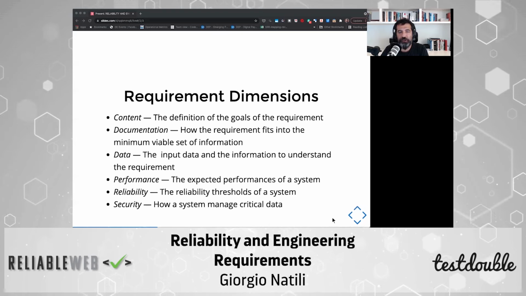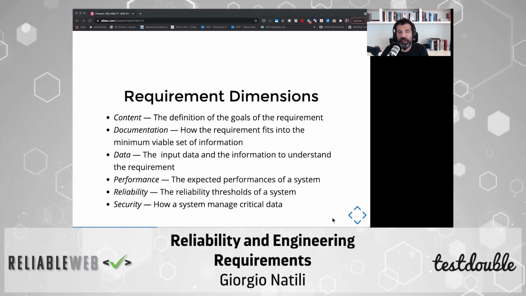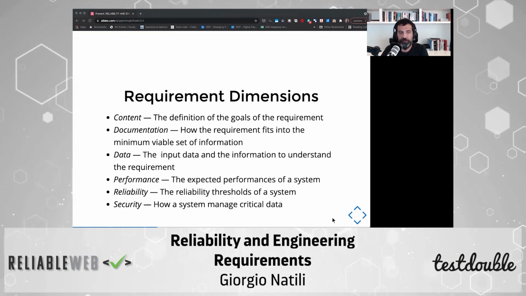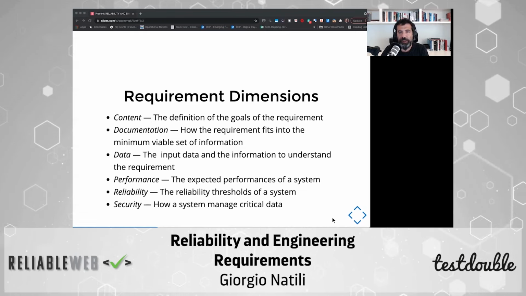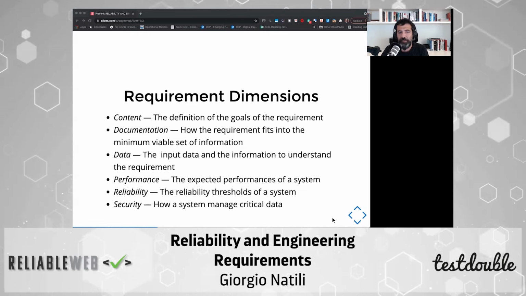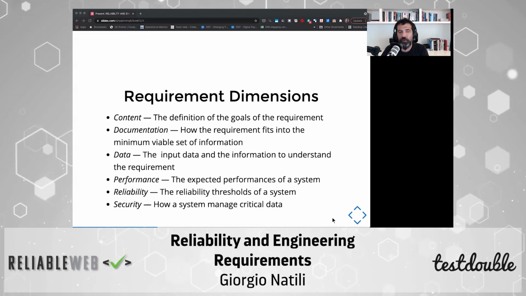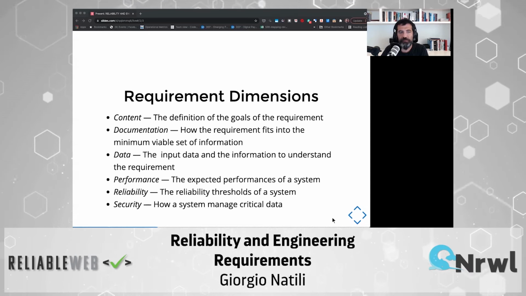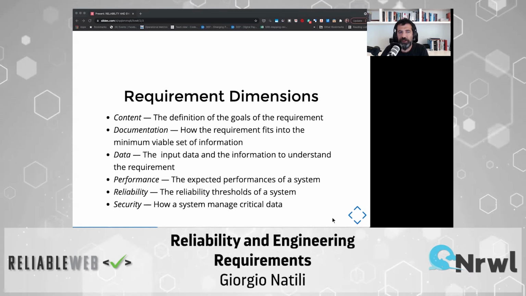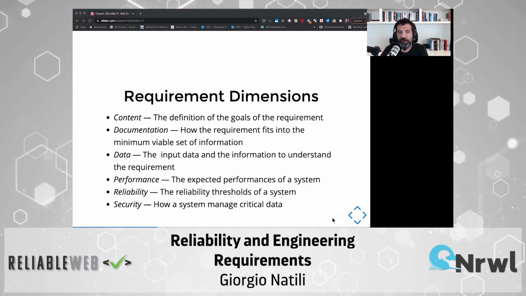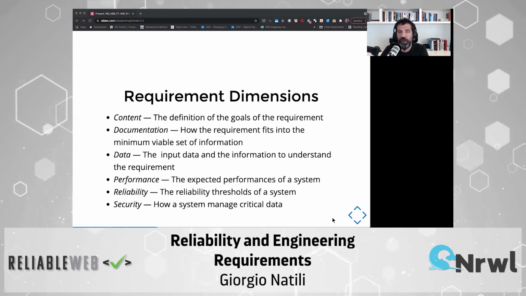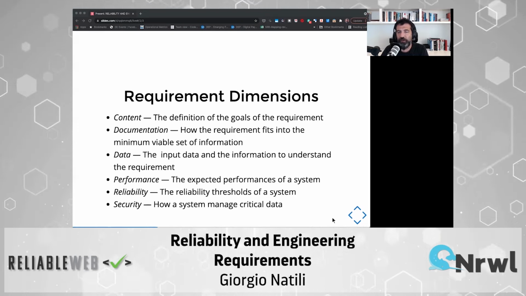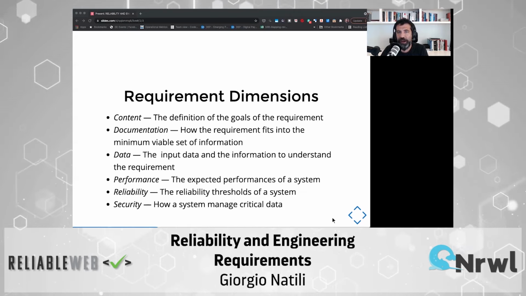Requirements have different dimensions. The main dimensions that I usually apply are content, documentation, data, performance, reliability, and security. As you can probably easily understand, performance, reliability, and security are what matters the most to build reliability into your requirements. But at the same time, the content, the documentation, and the data that you use to build your requirements are essential. If you have input data that are not aligned or that are incorrect, whatever you want to build from a reliability perspective can be biased.